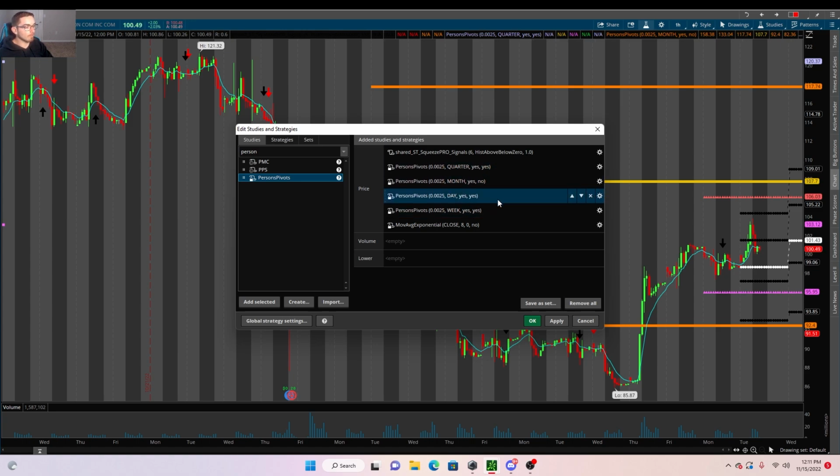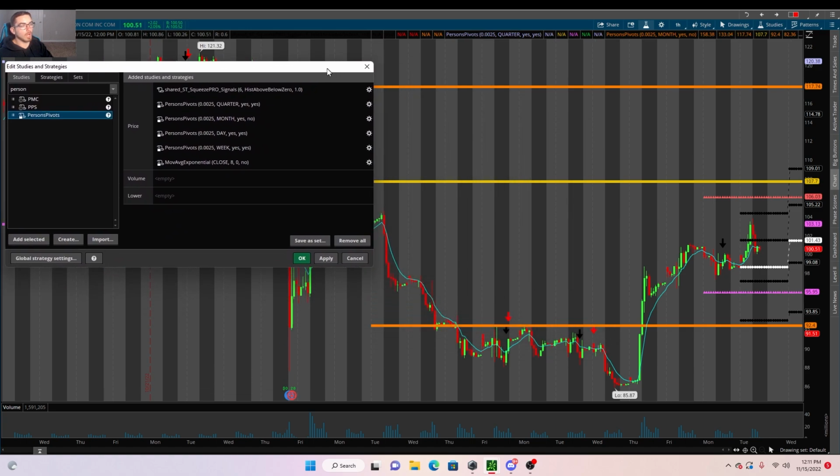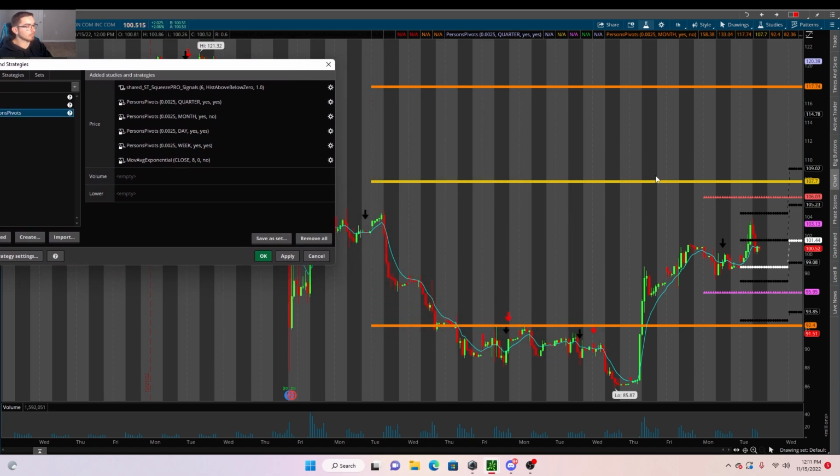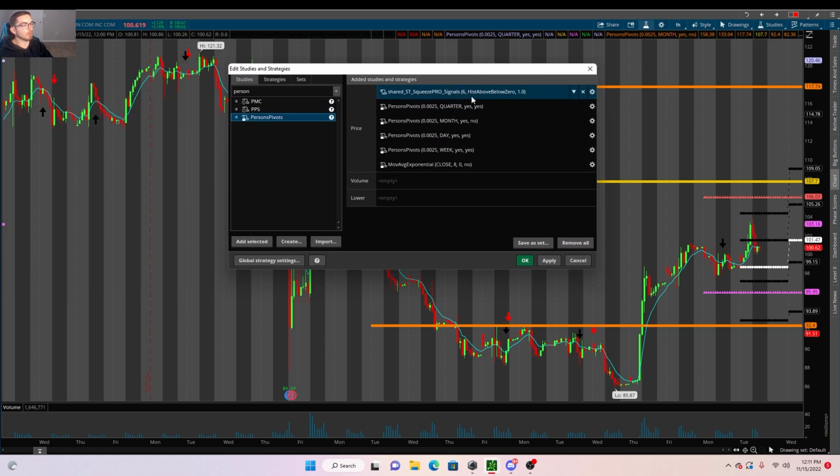Now, with all 4 of these, you want to color code them and remember the color code. For me personally, this yellow line right here and the orange lines are my monthly, the black and white are my daily, the purple, red, and there's also green somewhere down here, that is my weekly, and then the quarterly is all going to be cyan.